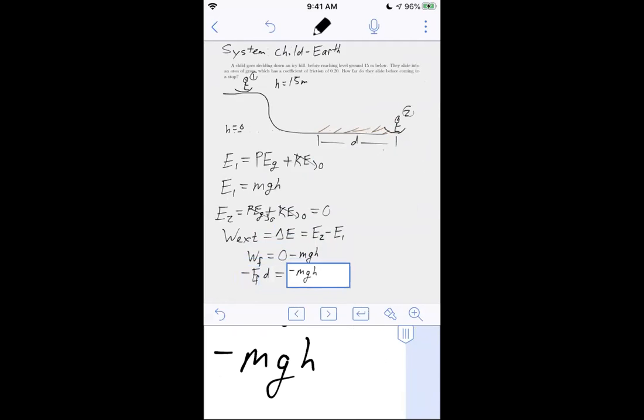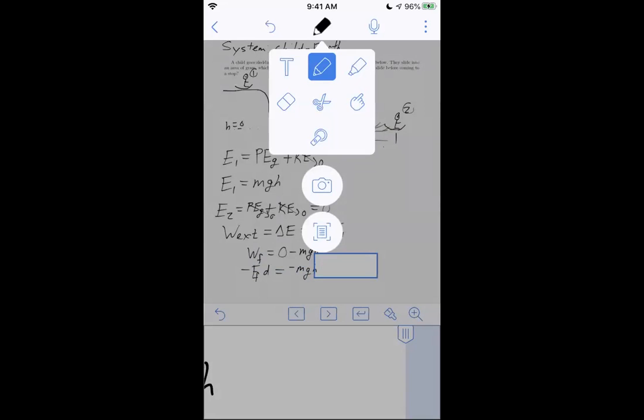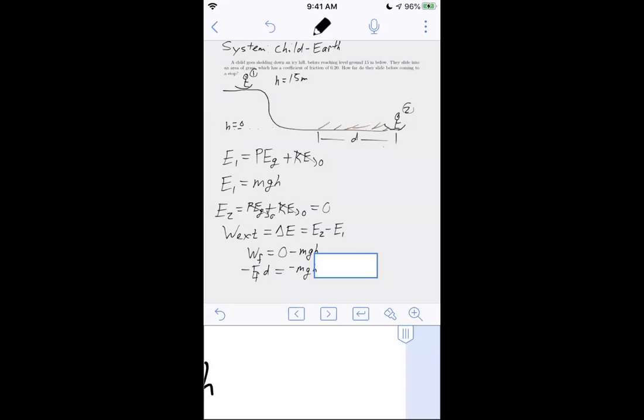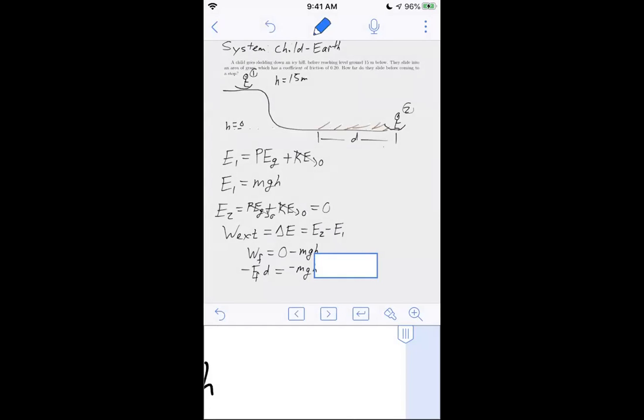Right, so now I have a negative on both sides, so I can cancel that out just so I don't have to keep copying that down. So the force of friction, if we remember, is equal to mu, the coefficient of friction, times the normal force.